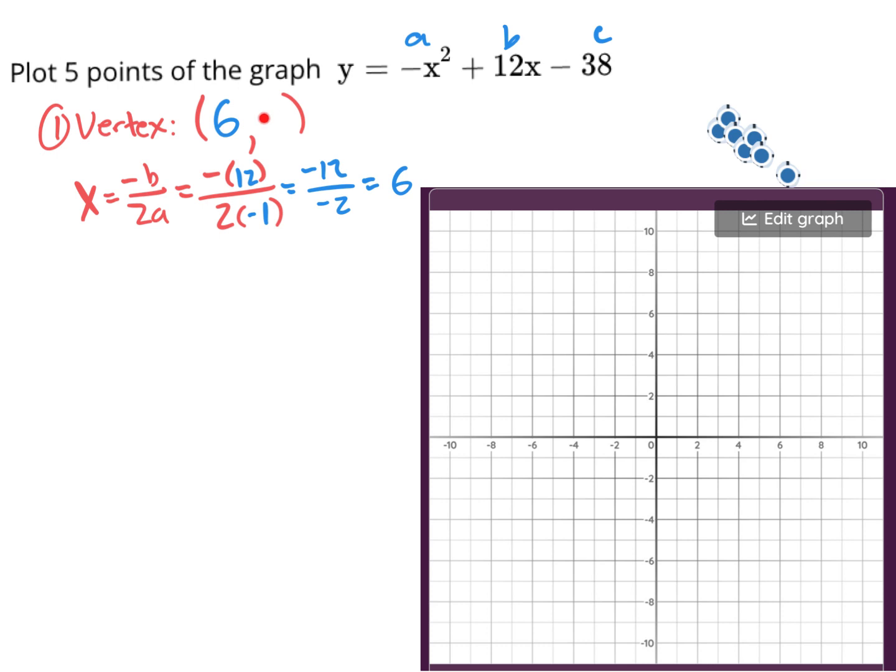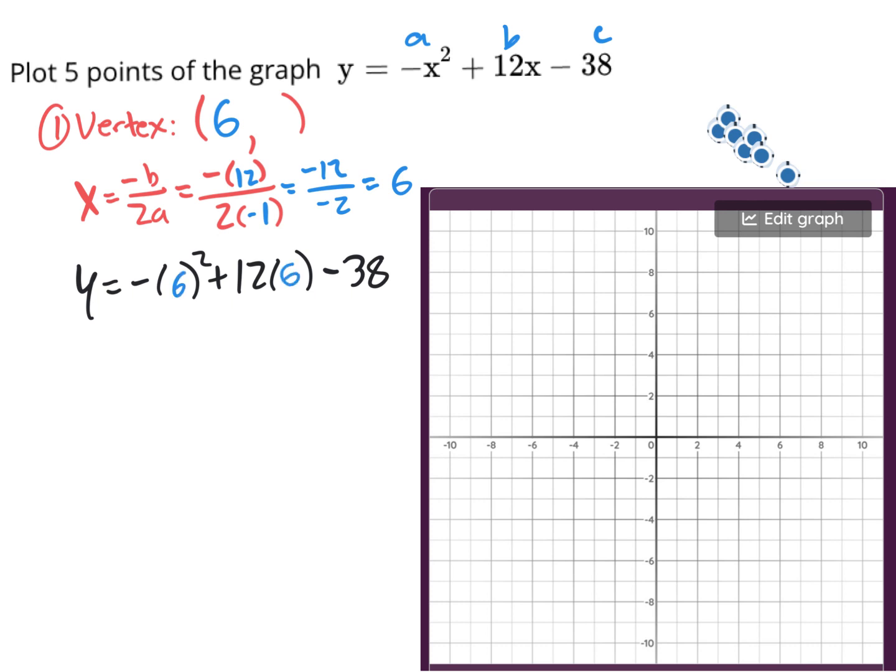Whenever you have an x and you want the y, all you have to do is plug the x into the original function. Here's the original function. There are my x's. I'm going to replace these x's with parentheses, and then plug in the 6 with parentheses. So I'm just going to rewrite this. Y equals -x squared plus 12x minus 38. And I put parentheses instead of the x's because I know that x is 6. So I'm going to plug in the x value of 6 right in there.